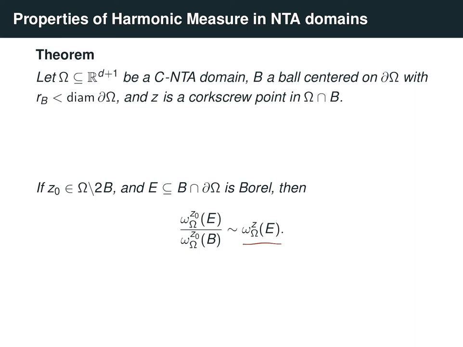Okay, so you can think of this almost as using the Brownian motion interpretation again as sort of a guide. You can almost view this as a conditional probability statement. So this is saying that, if you were to move this over to the other side and write, omega Z naught of E is comparable to omega Z of E times harmonic measure of Z naught of the ball B, okay?